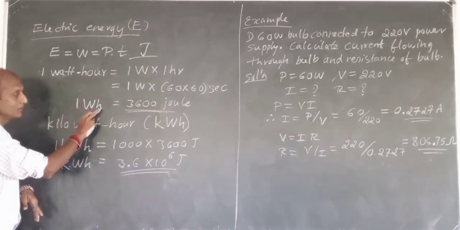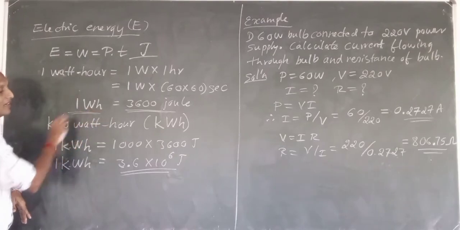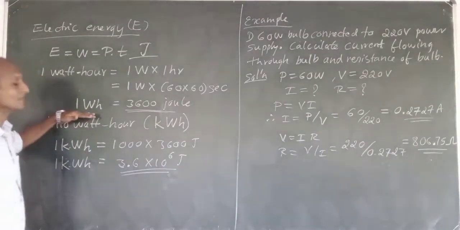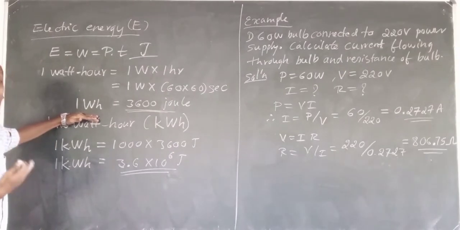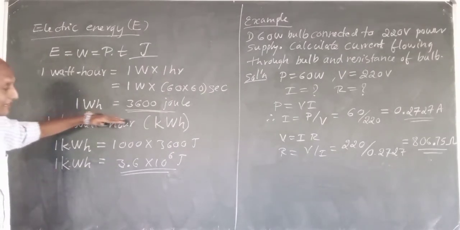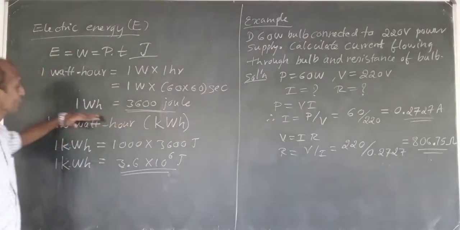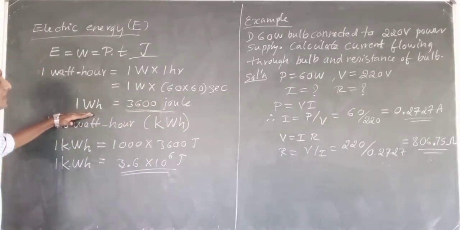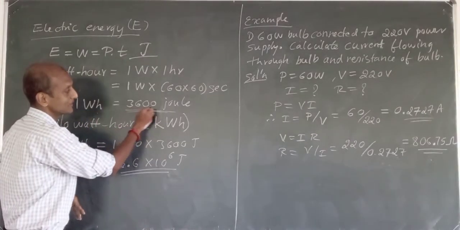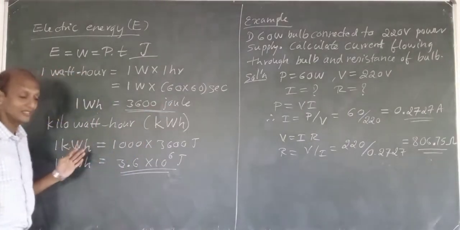Instead of writing watt hour, we will write capital W and H. So this is our usual unit for measuring electrical energy consumed. Actually it is joules, but we take it as watt hour. So 1 watt hour is equal to 3600 joules.